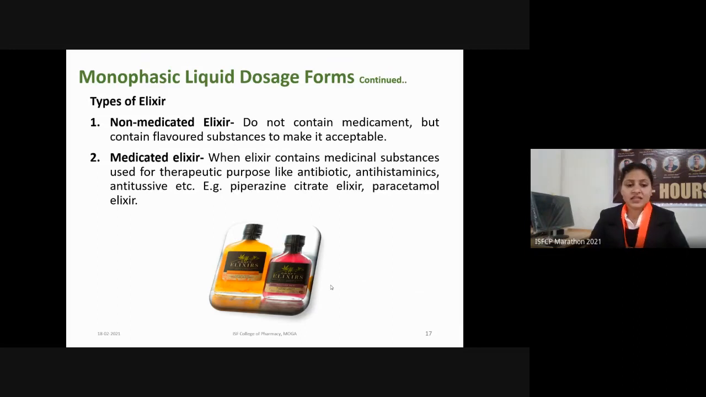Similarly, the second type is medicated elixirs. When the elixir contains a medicinal substance used for a therapeutic purpose, in that situation, we will say this elixir is a medicated elixir. Antibiotics, antihistaminics, antitussives, etc., can be used as a medicated agent in the elixirs. Examples are piperazine citrate elixir and paracetamol elixir. This is the diagram of the elixirs. This is one of the marketed formulations of the elixir.